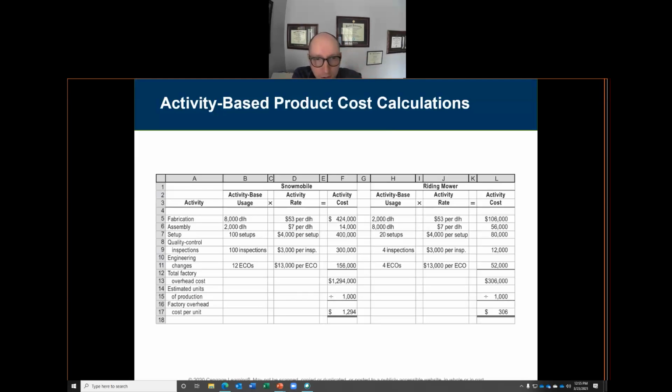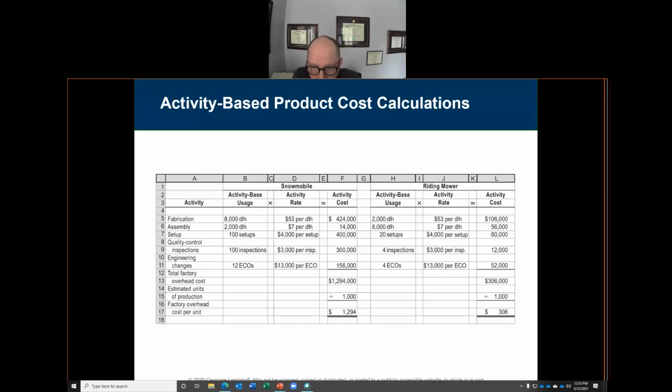Okay. Here's how it works. We found our activity cost by taking the activity-based usage times the activity rate. We do that for each product, okay, each product. We add up all of our activity costs for the snowmobile. Fabrication, 424,000. Assembly, 14. Setup, 400. Quality control, 300. Engineering changes, 156. To get us a total of 1,294,000 for factory overhead costs for snowmobiles.